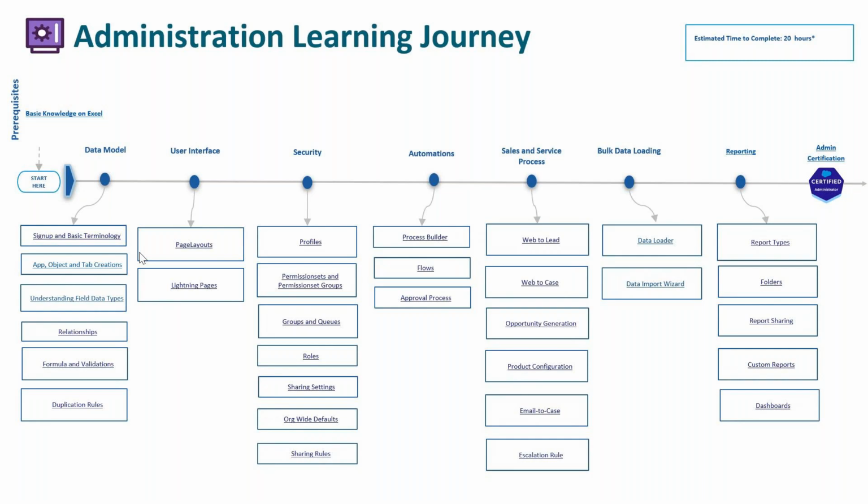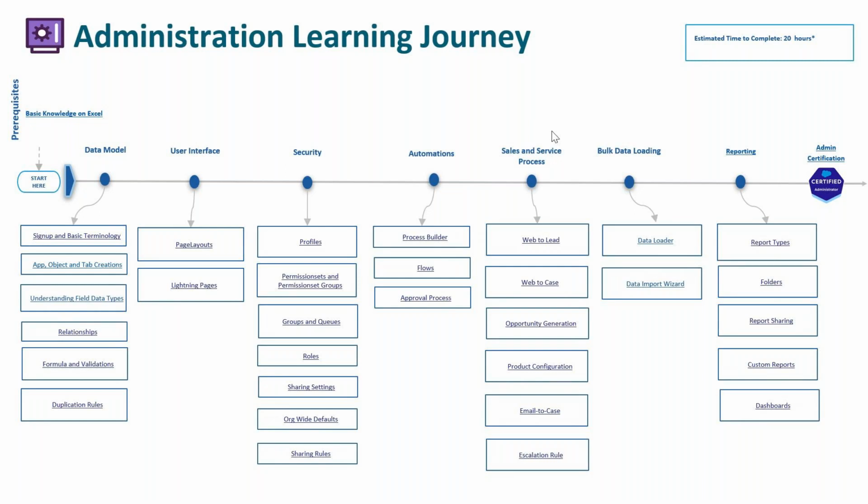All this, right? And then we'll discuss the UIs. There are features like page layouts, lightning pages, and all. So we'll discuss that. Once you have your data model and the UI ready, we'll discuss security. There are multiple features that we have in security, like profiles, permission sets, roles, OWD, sharing rules, all this. So we'll discuss them.